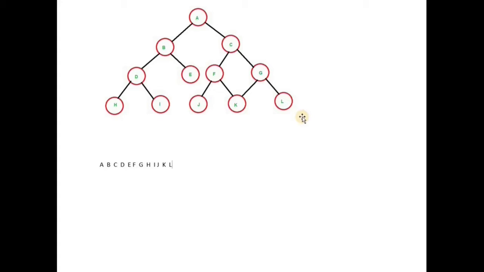I hope you understood how we can traverse in breadth-first. We go level by level: from the first level I complete the second level, then from the second level I complete the third level, from the third level I complete the fourth level. Now we will see how we can do this breadth-first search using the queue data structure.